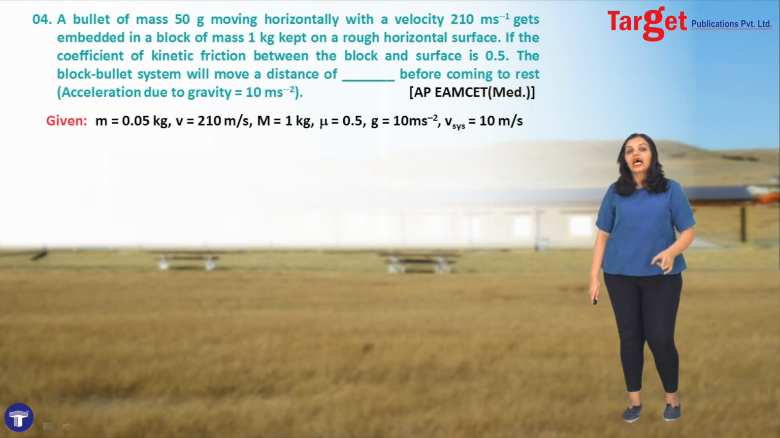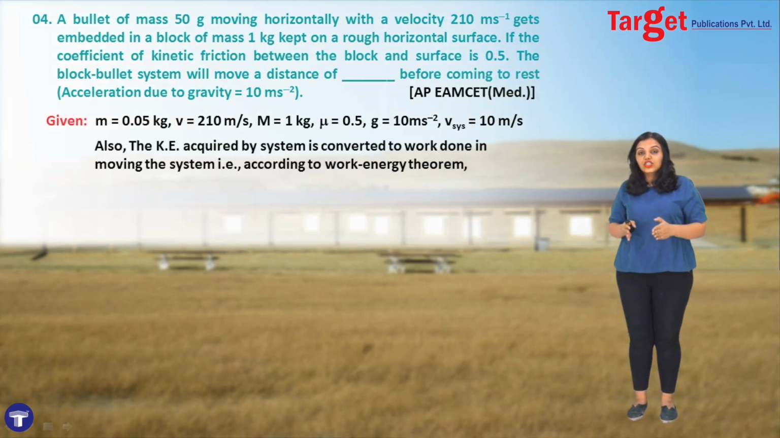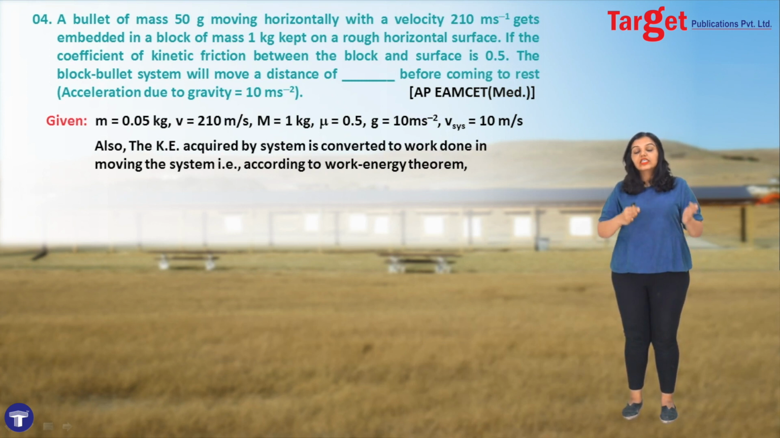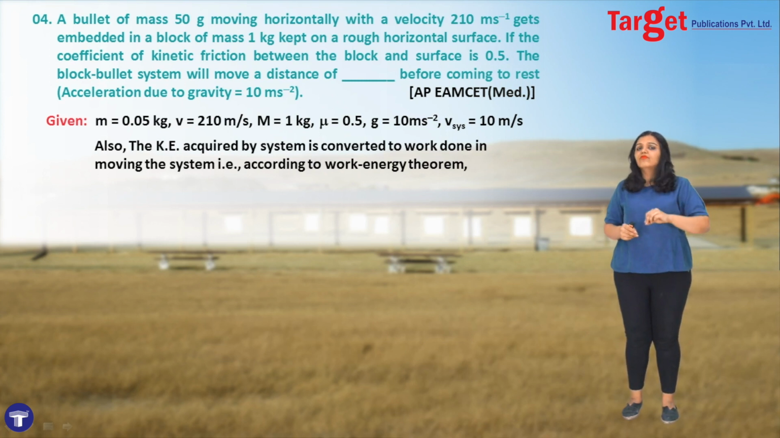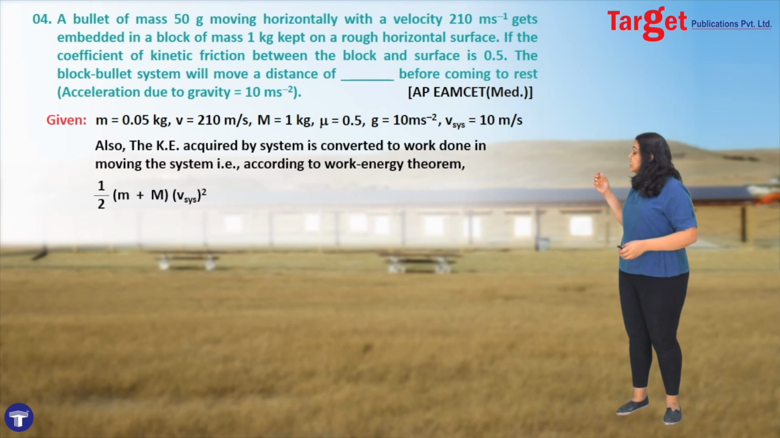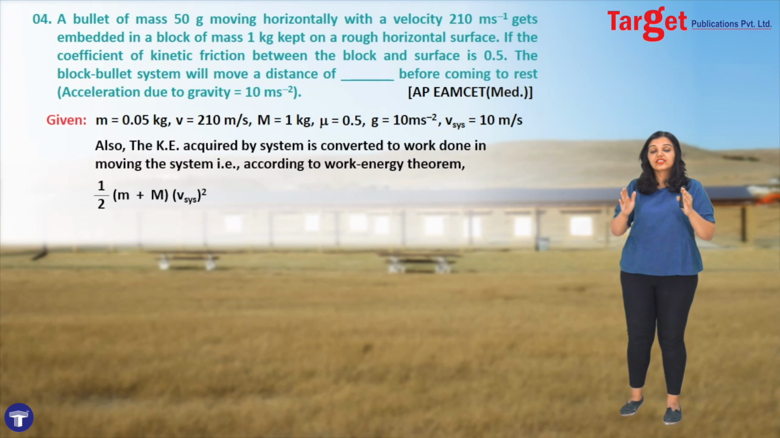But what we can apply is the work energy theorem. The work energy theorem says that the change in kinetic energy of a system will be utilized in doing work. So let's analyze what is happening to the system after the bullet gets embedded into the block. Once the bullet is embedded into the block, the system has some velocity, that is the system velocity. So what is the total kinetic energy of the system? It's simply half (m plus M) into v_sys squared. This is the kinetic energy of the system.